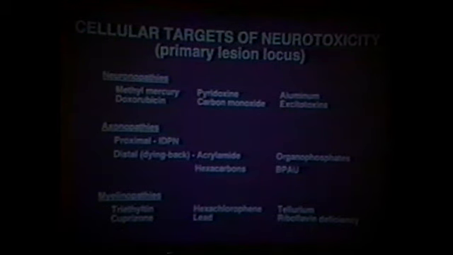Then you could have agents that relatively spare the cell body but affect the axon, and these may affect it proximally, such as IDPN toxicity, which I'll briefly mention.